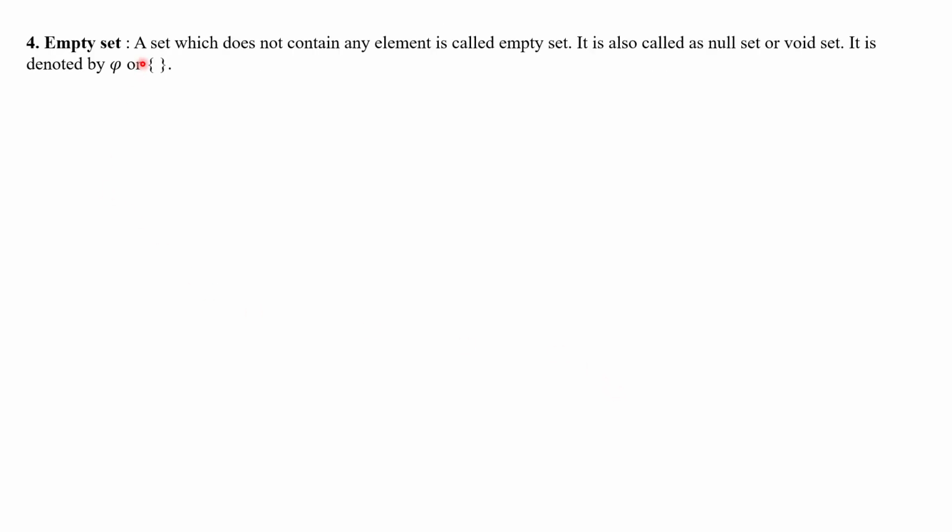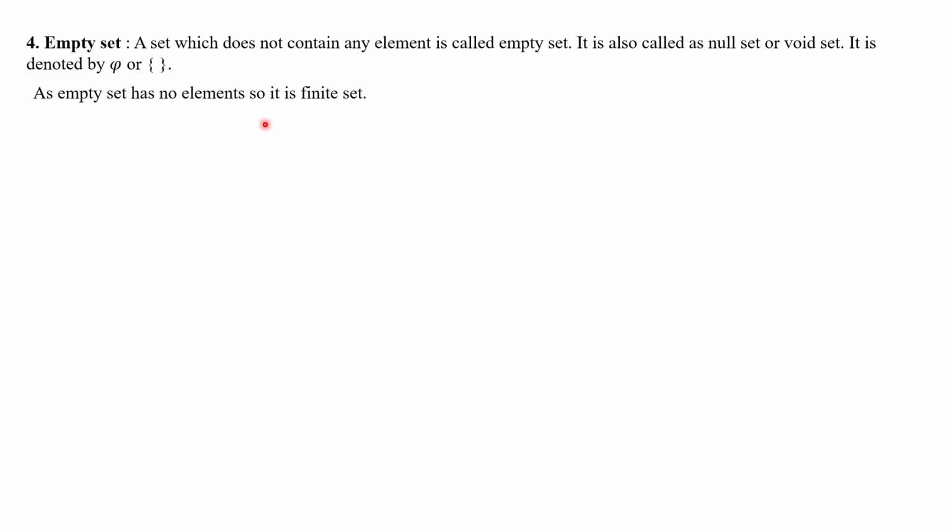Now next is empty set. A set which does not contain any element is called empty set. It is also called as null set or void set, and it is denoted by this Greek letter phi, or you can just put 2 curly braces. Okay, so this means empty set.